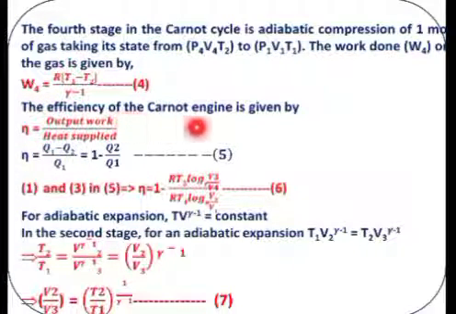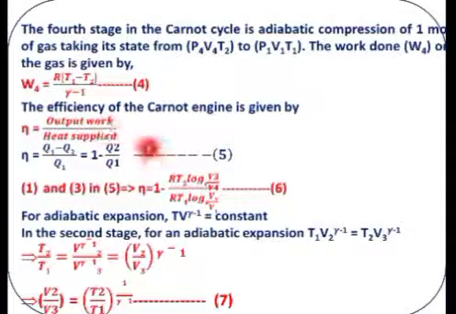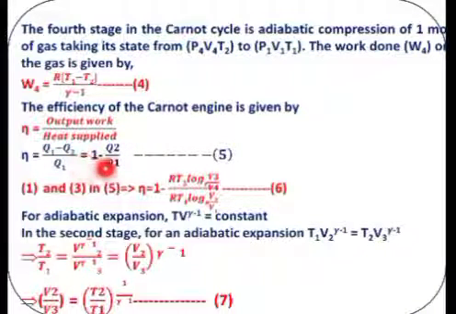The efficiency of Carnot's engine is given by eta, the notation for efficiency, equal to output work done divided by heat supplied. So eta is equal to Q1 minus Q2, which is nothing but the work done, divided by Q1. Or else we can write the same equation in this form: 1 minus Q2 by Q1. We can call this equation number 5.